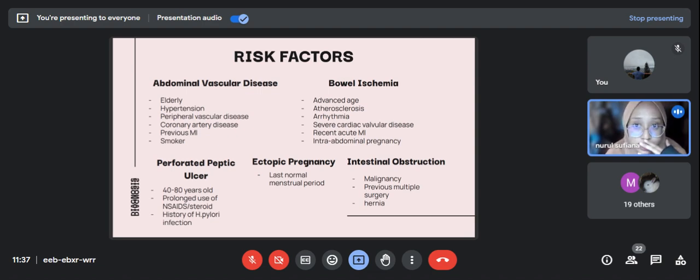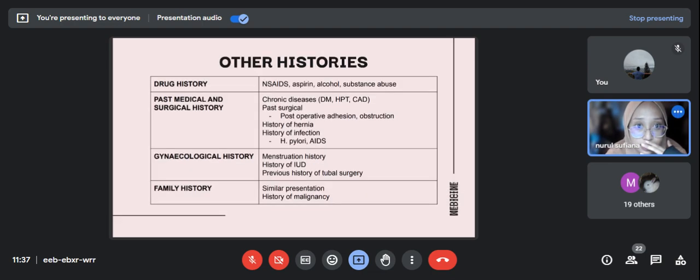So next is other histories. Okay, for the drug history, we need to ask whether the patient has any use of NSAID, aspirin, alcohol, substance abuse, past medical surgical history, if they have any chronic disease such as diabetes, hypertension, and coronary artery disease, past surgical history, history of hernia, and history of infection.